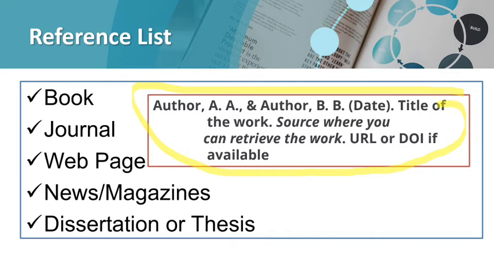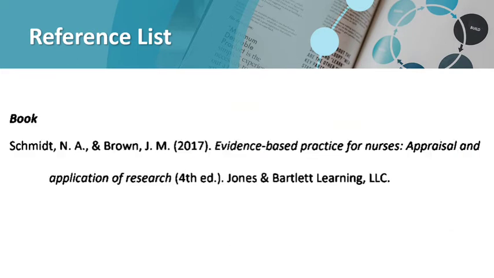We have here the author, followed by the date, and then the title of the work, and then the source where you can retrieve the work, and then followed by the URL or the DOI if available. URL stands for Uniform Resource Locator, and DOI means Digital Object Identifier.